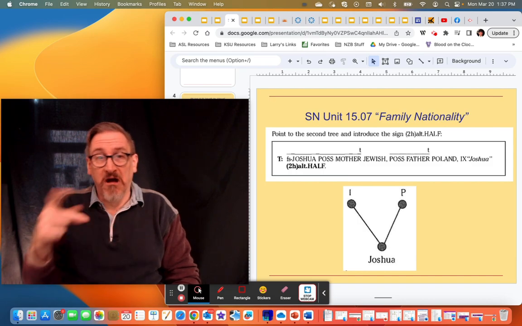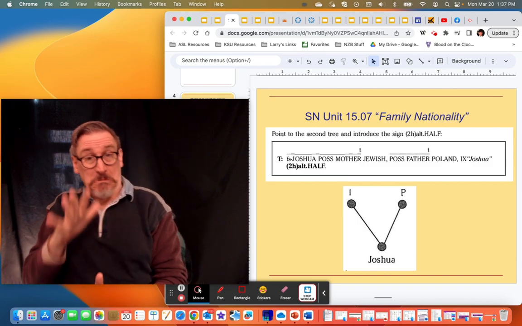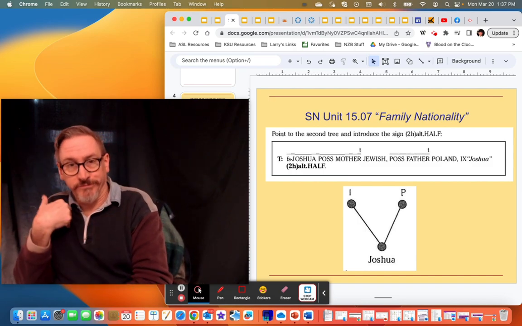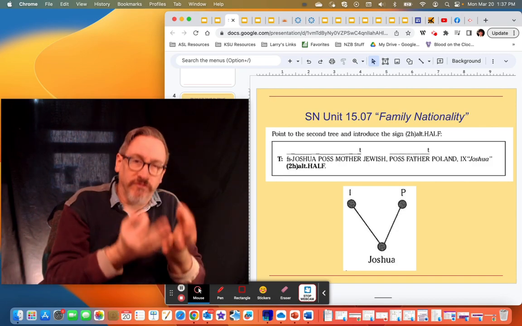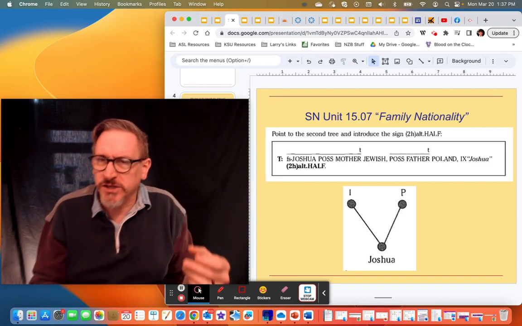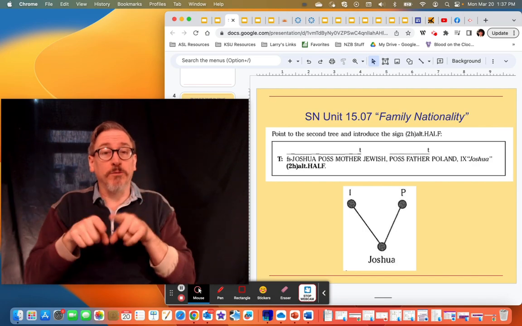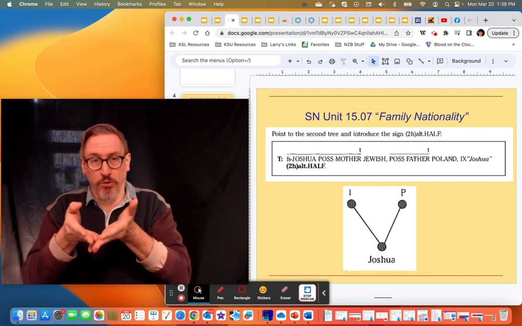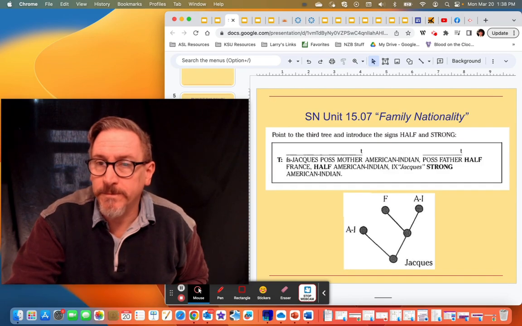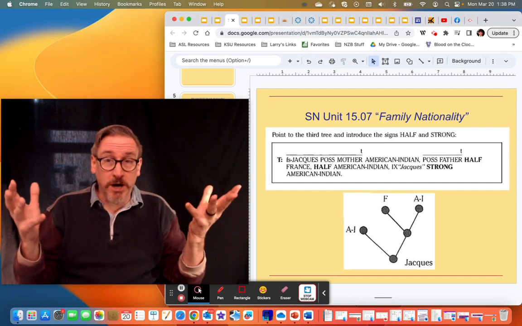Or I think it's reverse. Yeah, it's the reverse. Okay. But again, we're looking at just a simple parent, parent. Now we get a little bit more complicated.